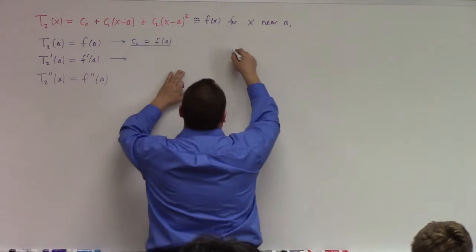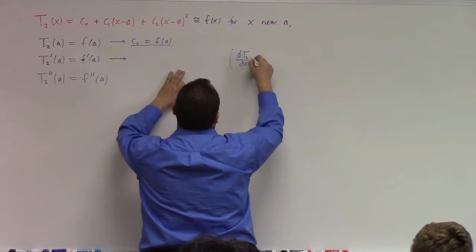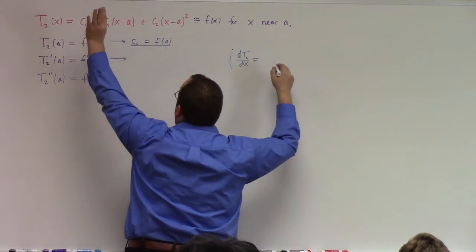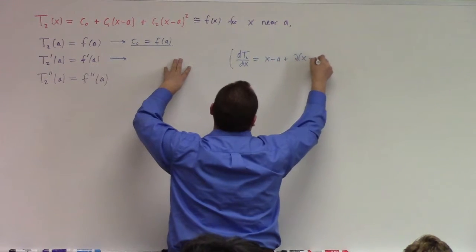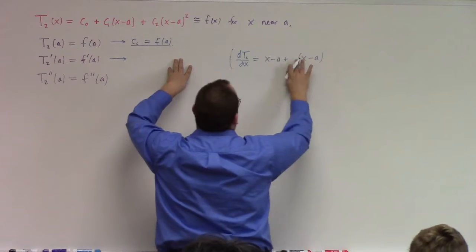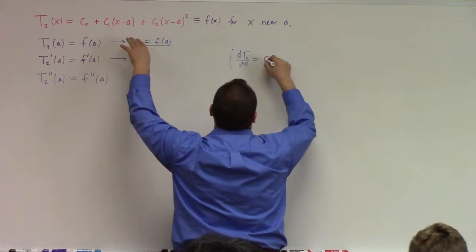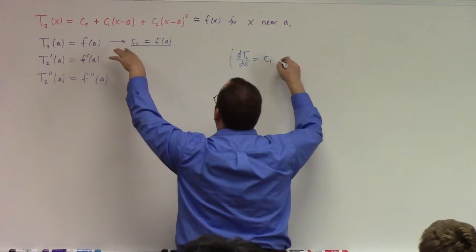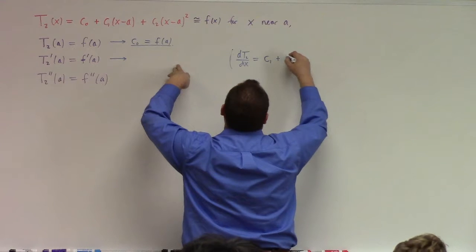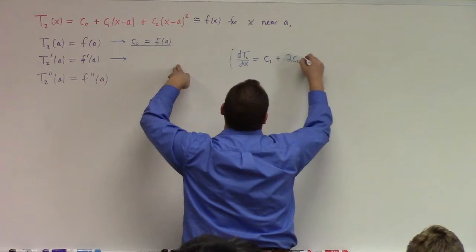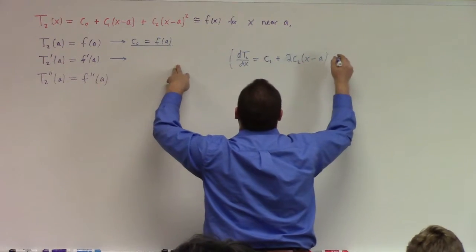Let me write it off to the side here. dT2/dx is equal to what? The constant differentiates away, then I get C1, plus 2 times C2 times x minus a. Oops, I forgot my C1. Oh, goodness gracious. I warned you guys, I'm sick. All right, 2C2, I'll try. But you'll have to correct me when I make mistakes today. I guess it's like any other day.